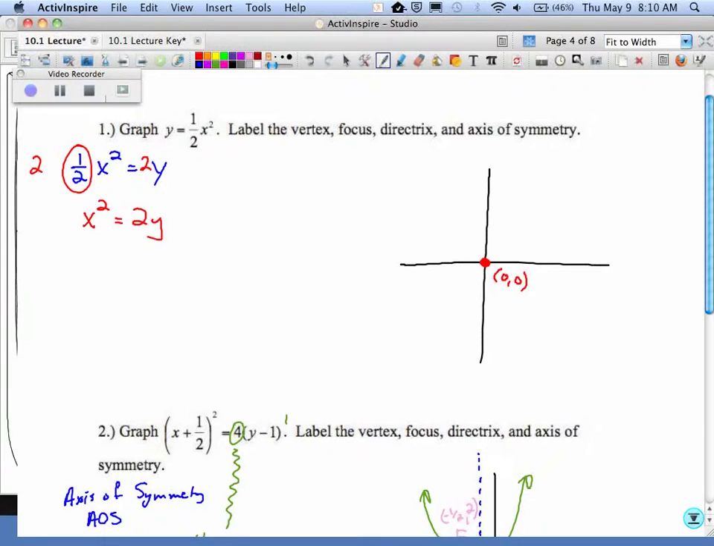So, axis of symmetry is at x equals 0. It's kind of the same question of saying, do you have a vertical or horizontal parabola?